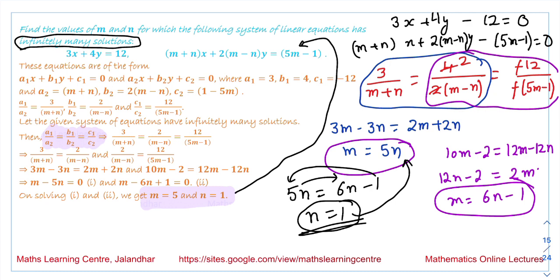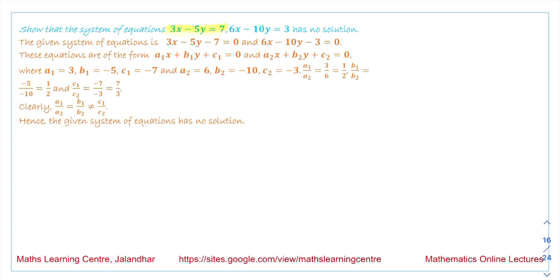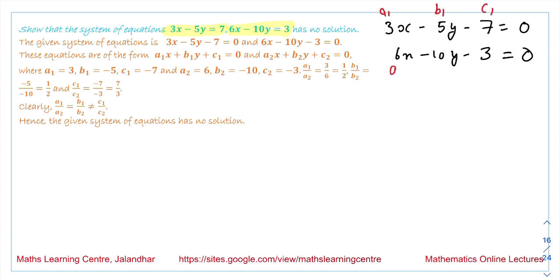Next question we have: show that the given system of equations has no solution. We are writing this equation in the form 3x - 5y - 7 = 0, and 6x - 10y - 3 = 0. So these are the values of a1, b1, c1, a2, b2, c2.